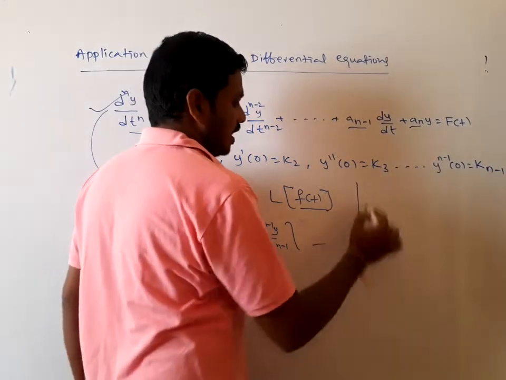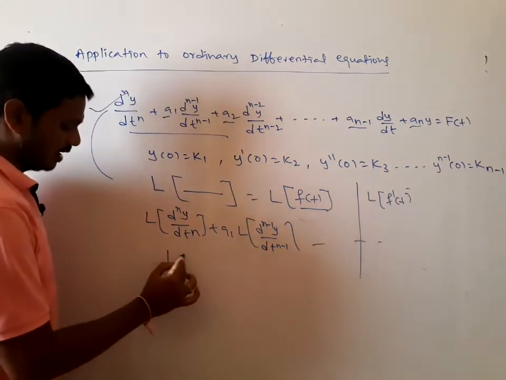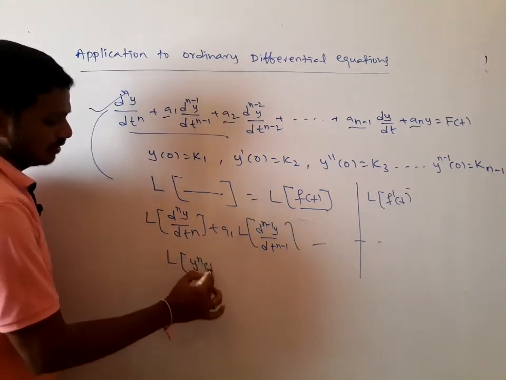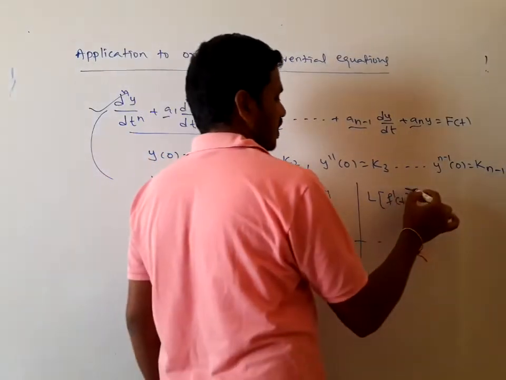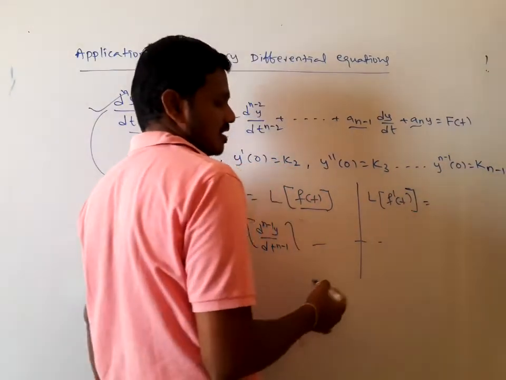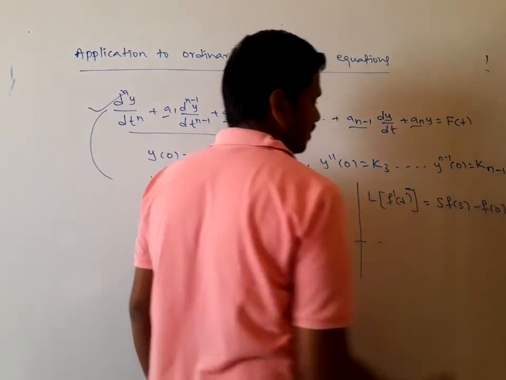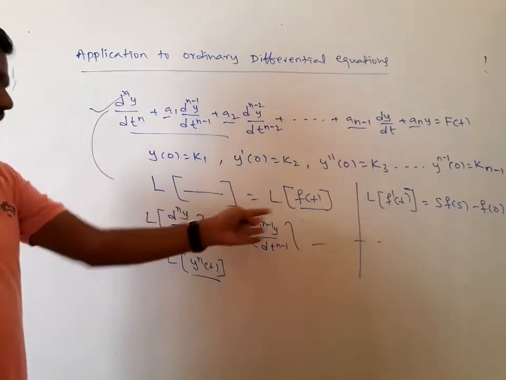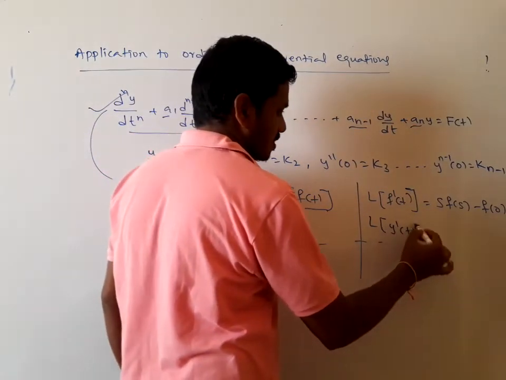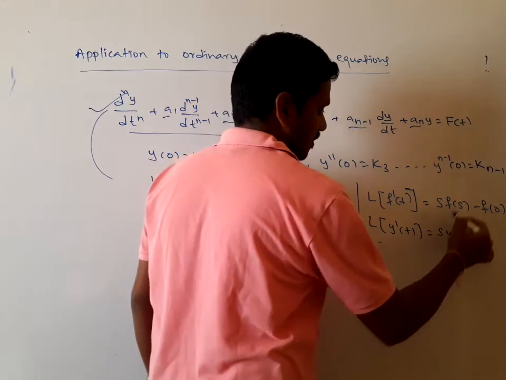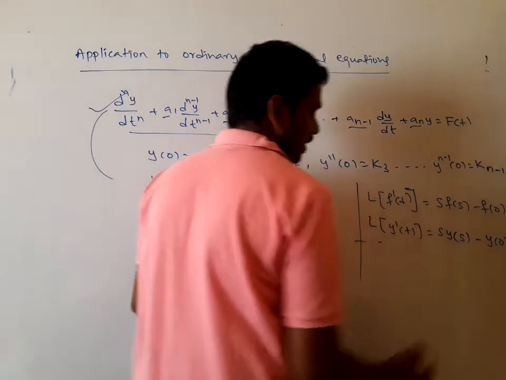Just, you know that the Laplace transform of f dash of t, this is nothing but y dash of t. Suppose I am writing y to the power of n of t, the nth derivative. You know that the Laplace transform of f dash of t is equal to s f of s minus f of 0. In the same way, for the first order derivative, the Laplace transform of y dash of t is equal to s into y of s minus y of 0. Is it clear or not?